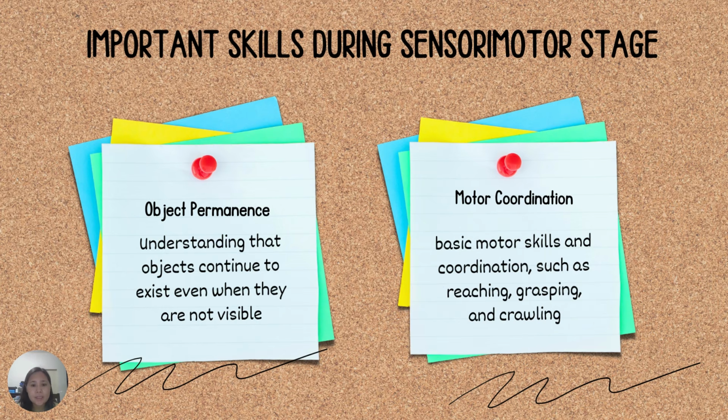So two important skills. First, we have here object permanence. This skill is the capacity to understand that things continue to exist even when out of sight. Example, when you play peekaboo with a baby, they laugh, because they are learning that you don't actually disappear.